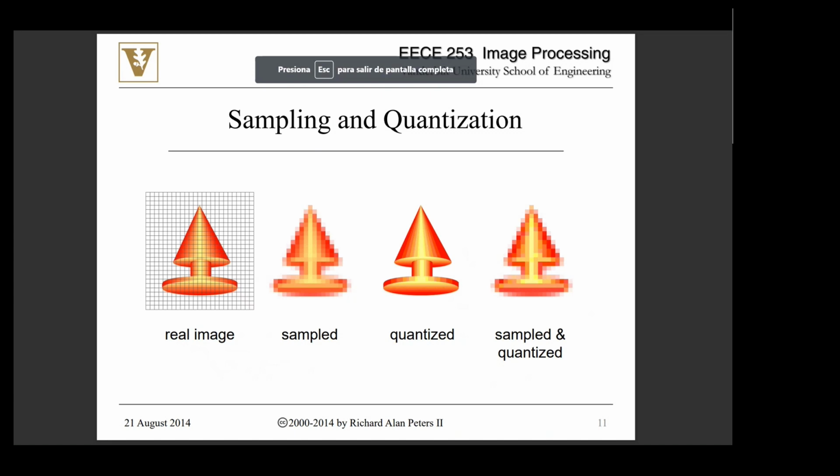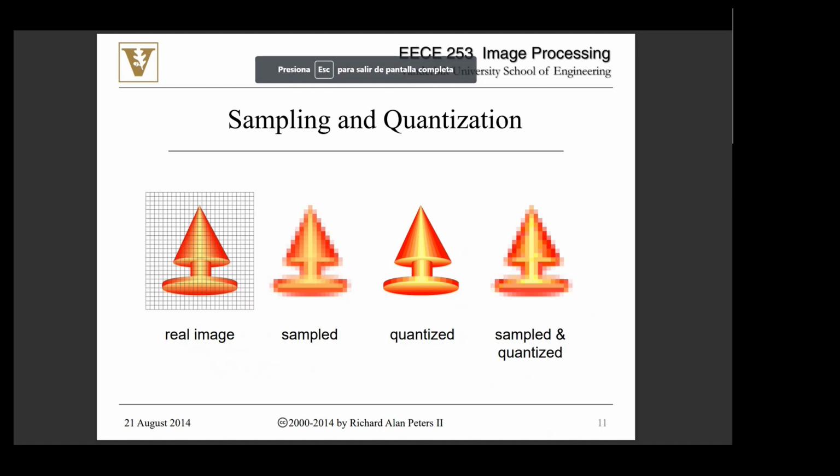The word pixel comes from picture and element. From these two parts, we have formed the word pixel. So we divide the space into pixels, and each pixel is averaging the color that it has inside. So this pixel here is the average of all these colors, and this pixel here is the average of all these colors, and so on.